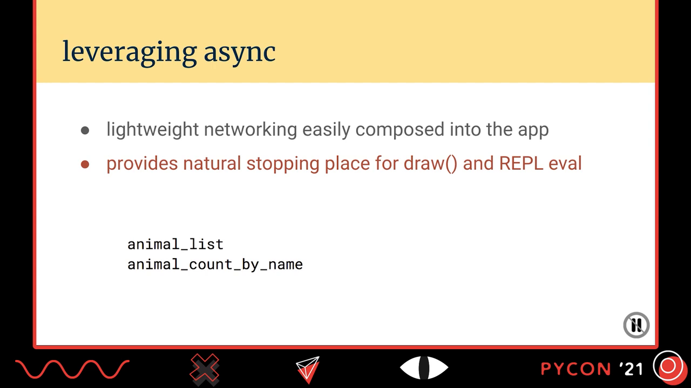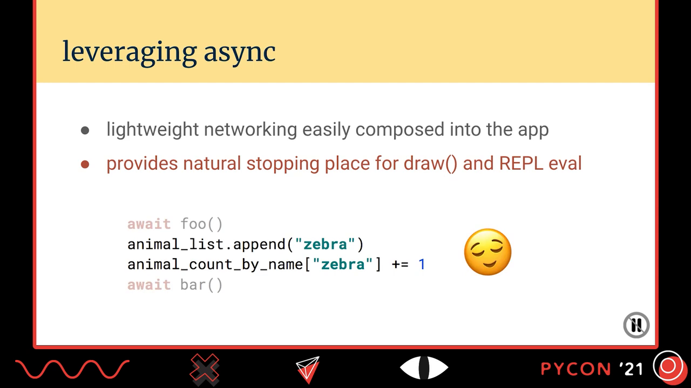So as an example, let's say we've got a list of animals, and we also want to maintain a count of the number of times each animal appears in the list. And so an invariant of the program is that these two collections are always consistent. And when we add a zebra to the list, we also need to increment the zebra count by one. So with cooperative multitasking, we're assured that basically these two operations are atomic. And it's only when an await statement is executed that there is a context switch. So between any of the await statements, it's basically like an atomic section of code. And so we're taking advantage of this, and we'll know that the REPL's eval would never see an inconsistent view of these two collections.